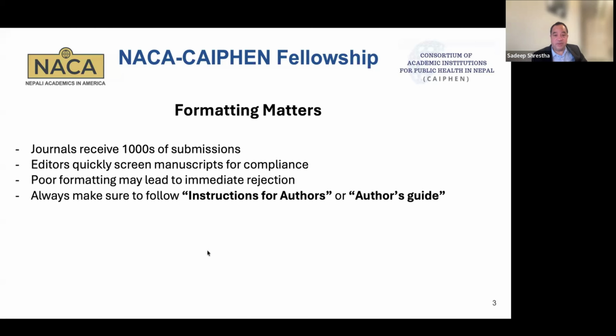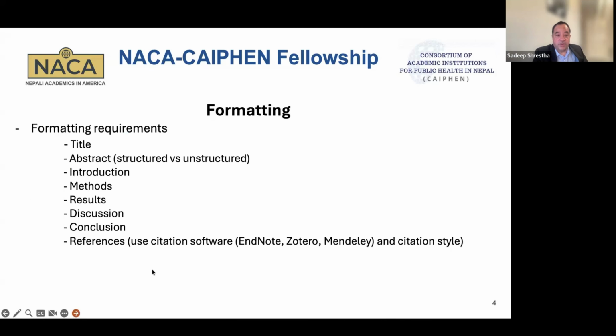You may have a perfect format, but it may not fit the requirements of that particular journal. So always make sure that you follow the instructions for authors. In some journals, it's also called the author's guide. So you always have to look at it and make sure that you follow what the journal is requiring. So in terms of formatting, these are the basic ones. And then, of course, there are some journals who will require additional sections or will condense it.